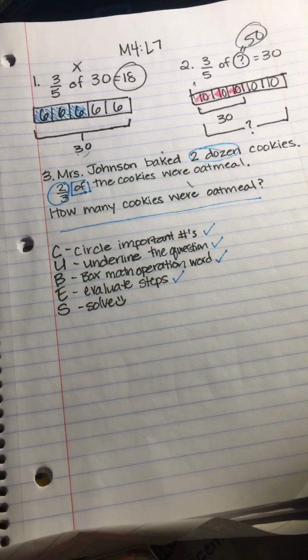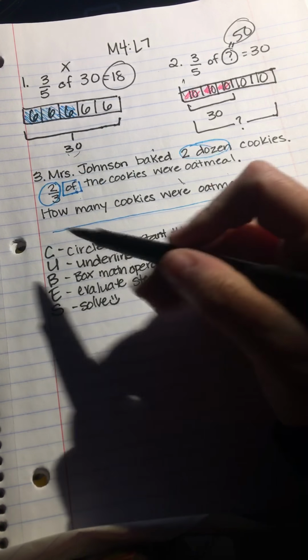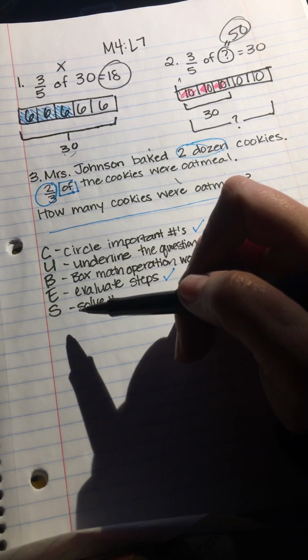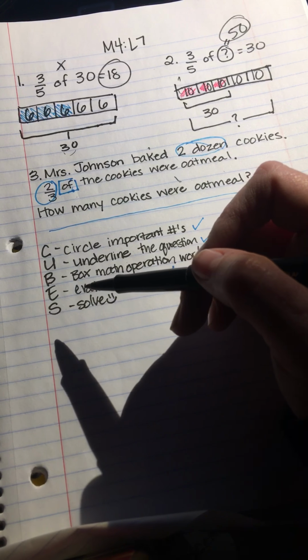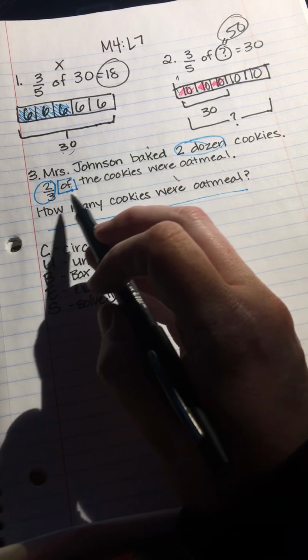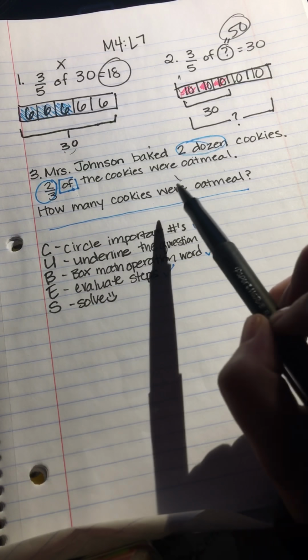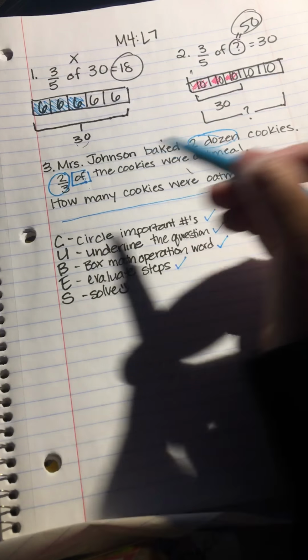So right now, take a second to predict, if you can, about the next one. This is the same word problem I used in my CUBES video. CUBES is a strategy we use for word problems that we want the kids to use during testing and just make sure they answer all the parts of the problem, really assess the problem correctly. Mrs. Johnson baked 2 dozen cookies. 2/3 of the cookies were oatmeal. How many cookies were oatmeal? Well, okay, so that's 2/3 of 2 dozen.